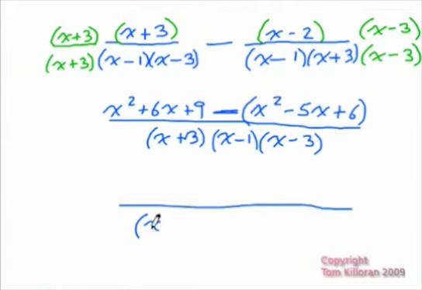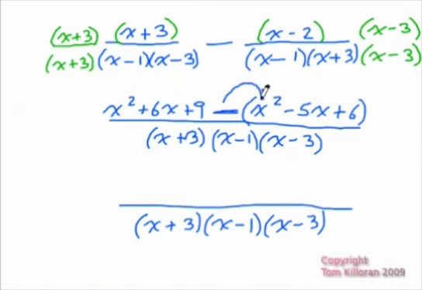So the common denominator is x plus 3, x minus 1, x minus 3. And the top, let's see what happens. x squared, remember this is getting distributed, minus x squared, well that's 0. 6x plus 5x, well that'll be 11x. And then we have this 9 minus 6, which would be plus 3. So the final answer is this 11x plus 3 over this long common denominator. And that's it. Pretty simple.